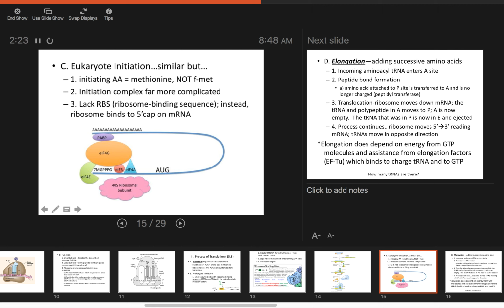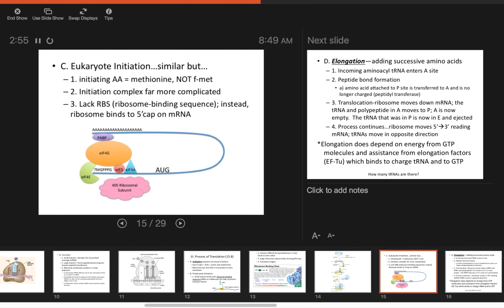Eukaryotic initiation, similar but way more complex. Notice all these funny little colorful shapes here. That's the initiation complex. You have to form that before the ribosome can bind to it. We have methionine, or Met, so that's the difference between prokaryotes and eukaryotes, and it doesn't have RBS. Instead, the ribosome recognizes the G cap, which we talked about yesterday. The mRNA gets modified. You have a 5' G cap.